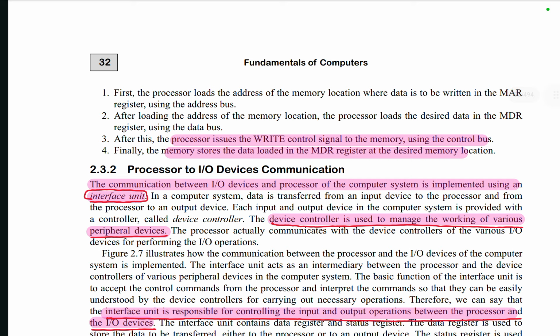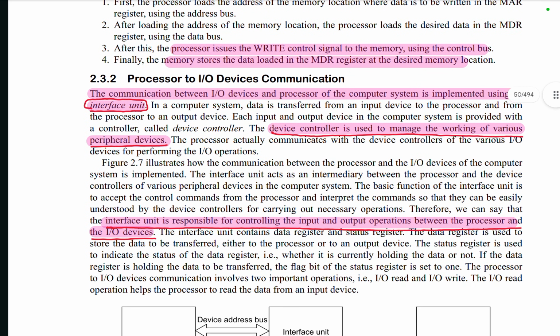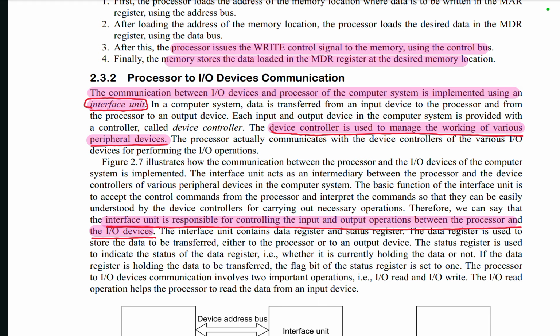Processor issues the write control signal to the memory using the control bus. Memory stores the data loaded in the MDR register at the desired memory location.